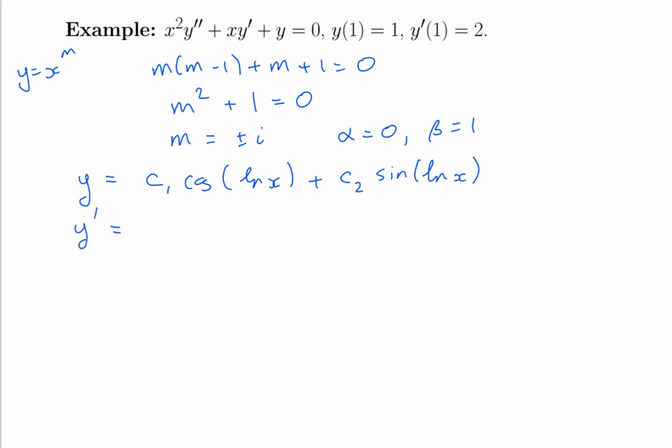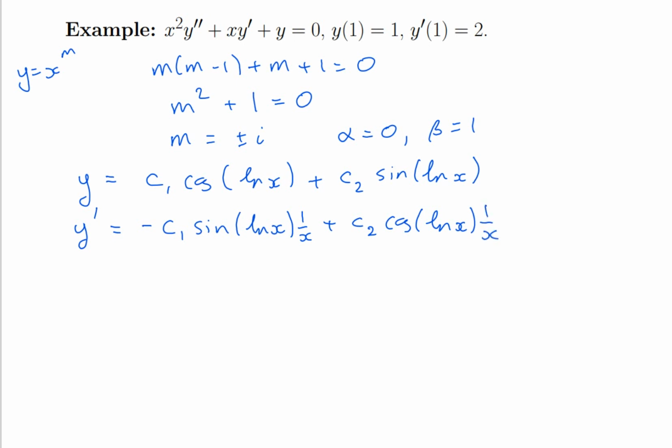y prime is going to be, I'm going to be differentiating cos of log x. The derivative of cos is minus sine, so I'll get minus c1 sine of log x times the derivative of log x, which is 1 over x. For the second term, I'm going to get c2 cos of log x times the derivative of log x, which is 1 over x.